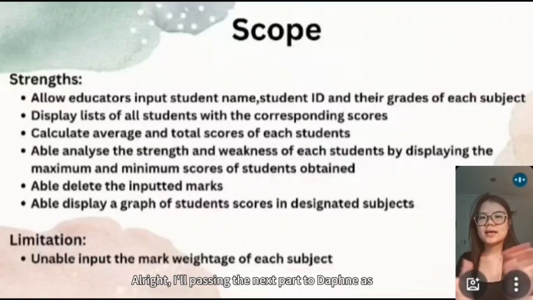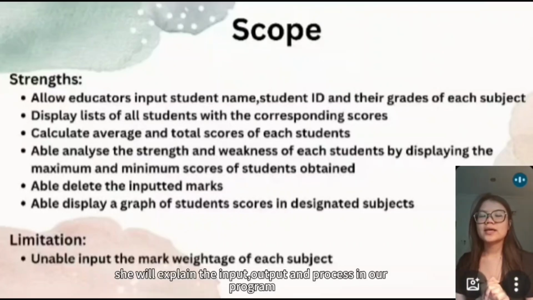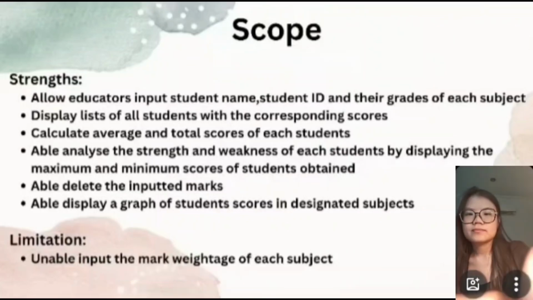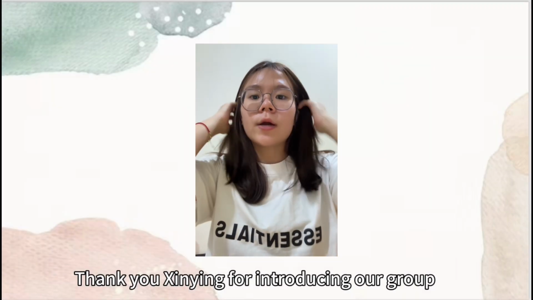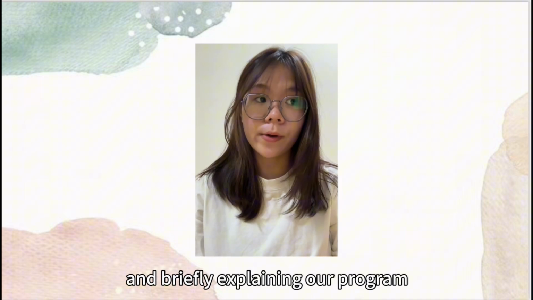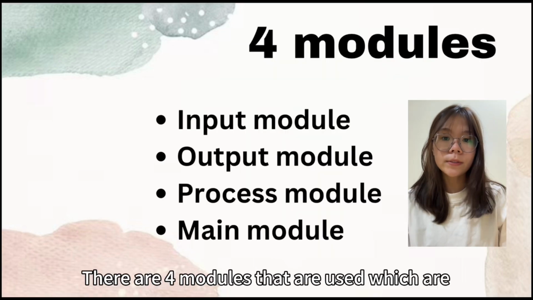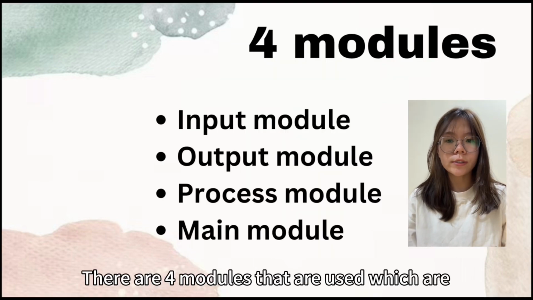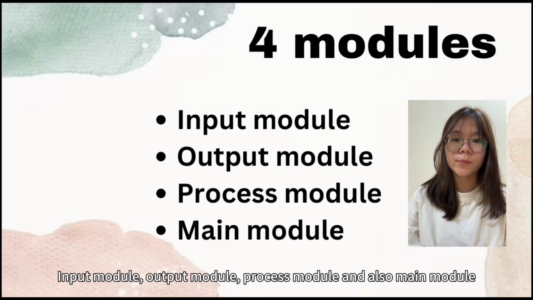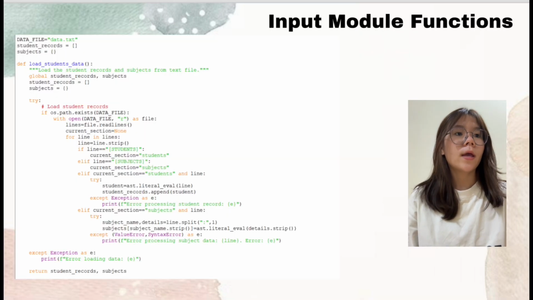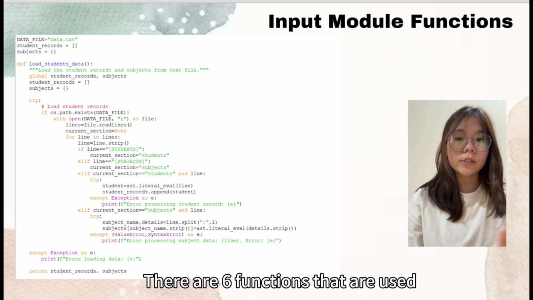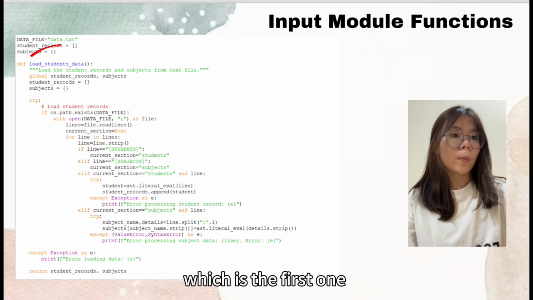Alright, I am passing the next part to Daphne as she will explain the input, output, and the process in our program. Thank you, Xing, for introducing our group and briefly explaining our program. For our program, there are 4 modules used: the input module, output module, process module, and main module. In our input module, there are 6 functions, the first one being load student data.